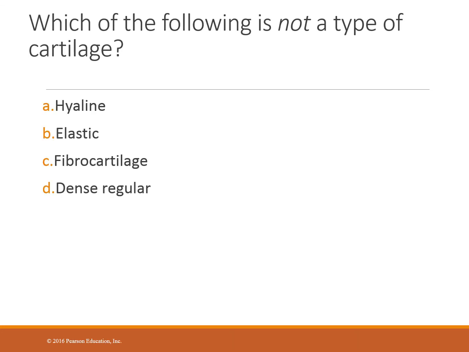So here's a few questions. Let's see what you remember about the skeletal cartilages. Which of the following is not a type of cartilage? Would that be hyaline, elastic, fibrocartilage, or dense regular? Why don't you pause the video, think of your answer, and then check back to see if you're right. Did you say dense regular? That's right. Dense regular is a type of connective tissue, but it is not a cartilage.